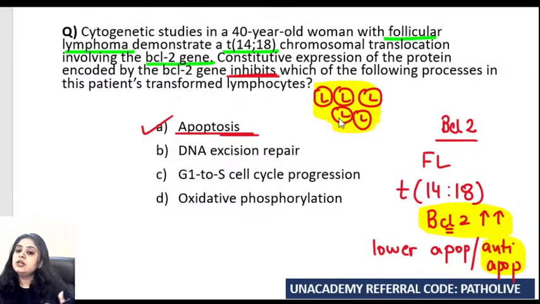Will they ever die? They're not going to die. And if the cells stop dying, I'm definitely in for a tumor. I'm definitely in for a cancer then. And that is the reason the lymphocytes keep on staying, they don't die, and the patient lands up with a follicular lymphoma. So certainly over here we have BCL2.